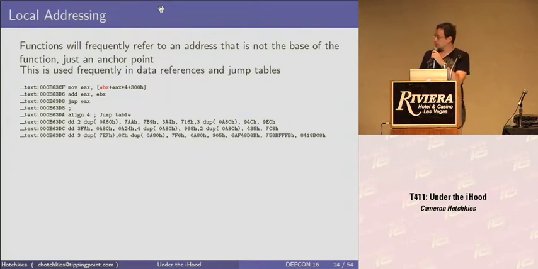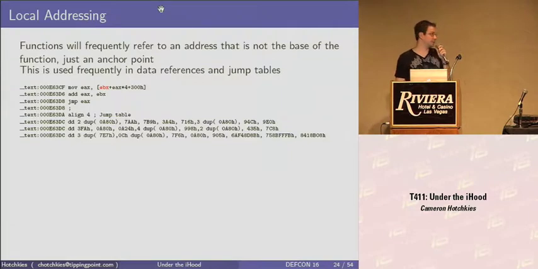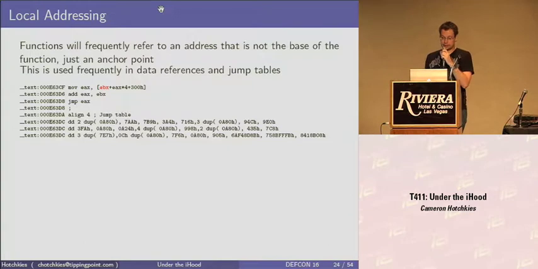Now, in pretty much every OS X binary, it's set up to be using position-independent code. So you're going to be seeing this EBX value all over the place.